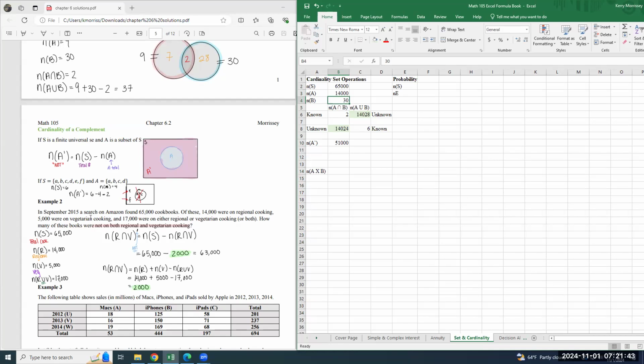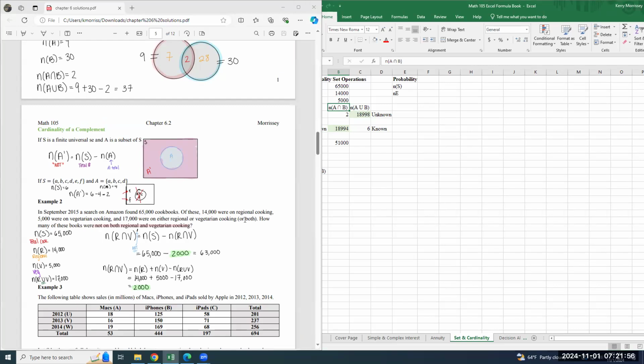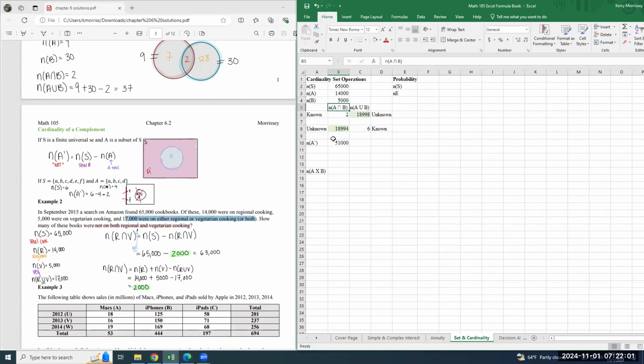We have 5,000 were vegetarian. We'll just call that B. And it says, and 17,000 were on either regional cooking or vegetarian or both. So it says either or both is 17. So do we have a known and or a known or? So this 17 is an or. So we have this value here, 17,000. Notice that we have 2,000 that are therefore double counted. Now, do we want this?